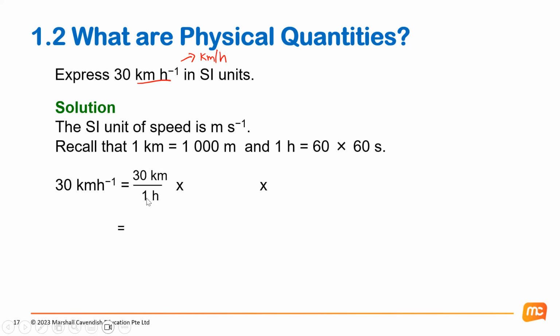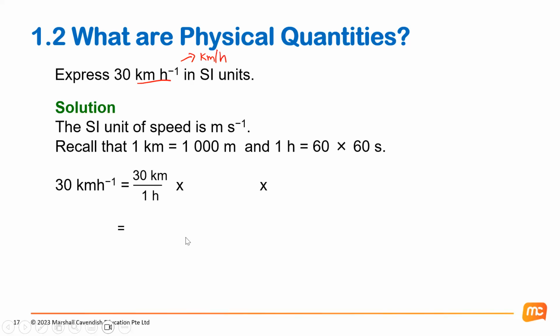Okay, so the next step, I want to change this to meters per second. So I'm going to get rid of kilometers. I'm going to get rid of hours. So I put a times something else, which must be equivalent to 1. Something times 1 times 1, you will still get back the original value, which is 30 kilometers per hour.